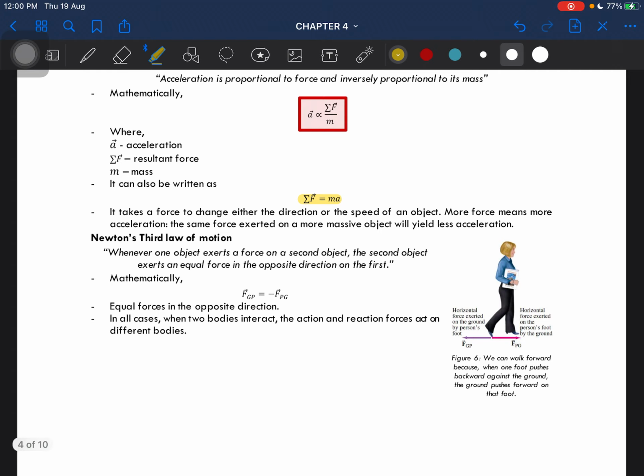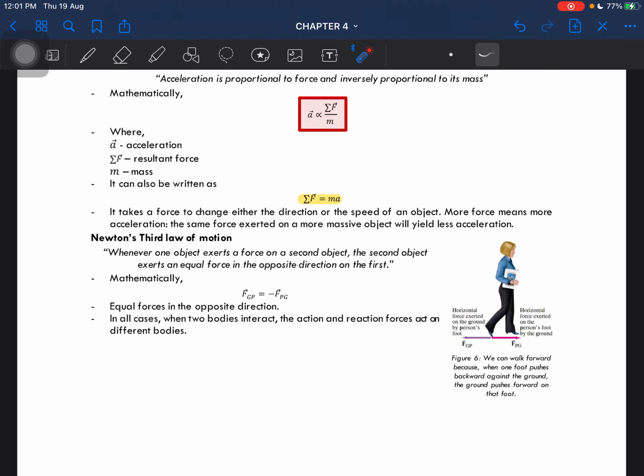So what Newton's second law of motion is trying to say is that it takes a force to change either the direction or the speed of an object. When there is more force acting on an object, there will be a higher acceleration experienced by the object. The same force exerted on a more massive object would cause less acceleration, because the higher the mass, the lower the acceleration.